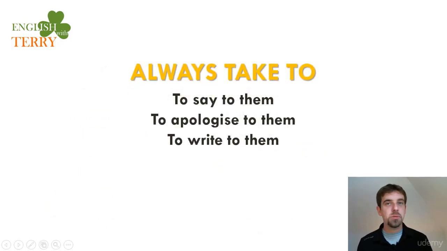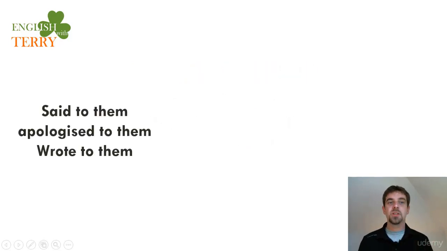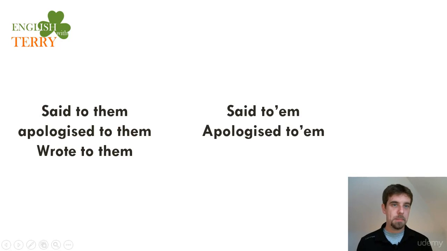Now, as you remember, we've got to listen to, talk to, speak to, and explain to. The four big verbs that always take "to." The other three are say to, apologize to, and write to. So, said to them, said to them. Apologized to them, apologized to them. Wrote to them, wrote to them.